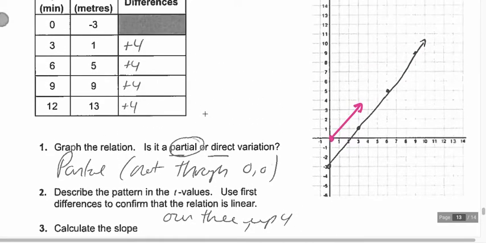Anyway, calculate the slope. Slope, okay, so again, let's calculate the slope. If we were to get the slope off here, we'd do our rise over run. 1, 2, 3, 4. That's my rise. That's my run.